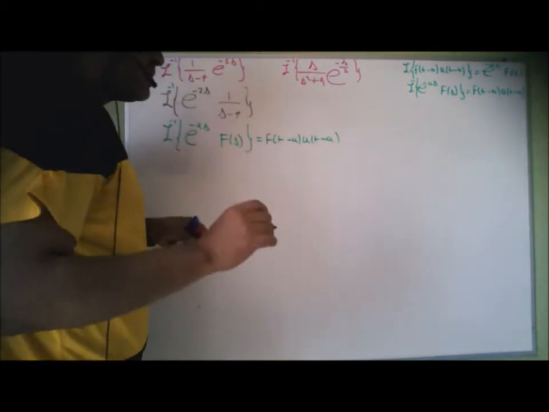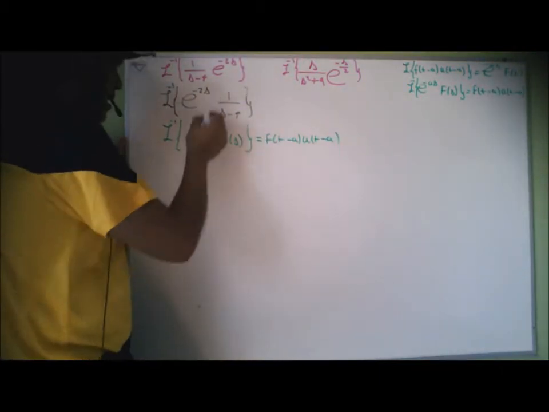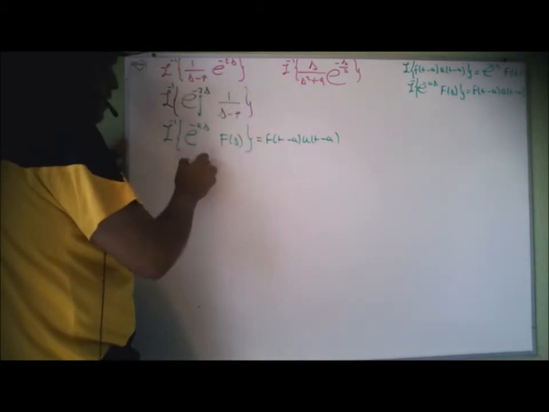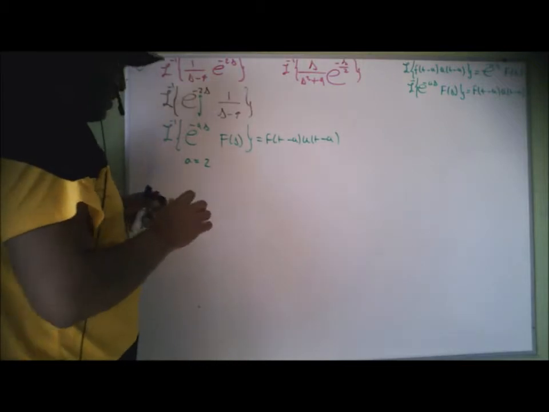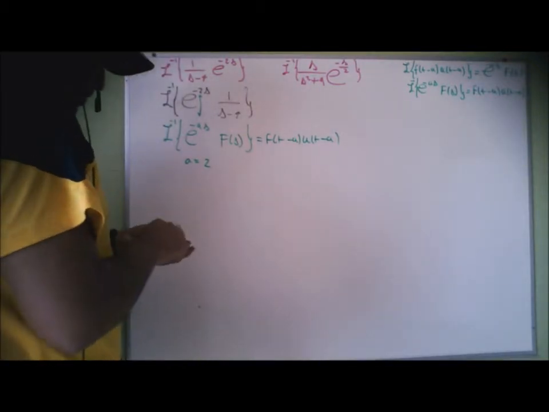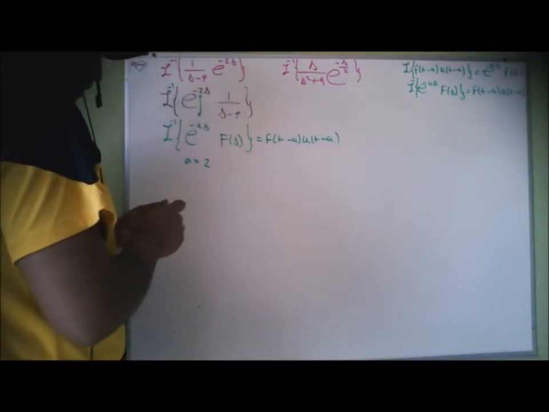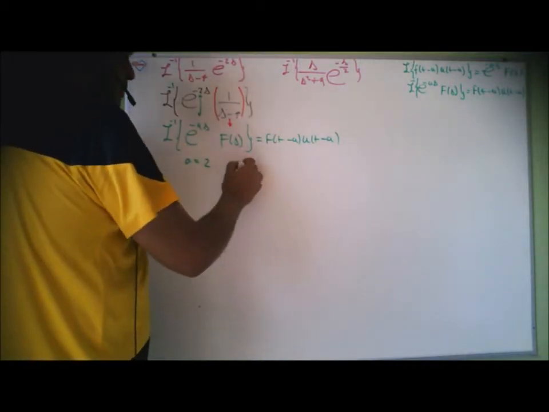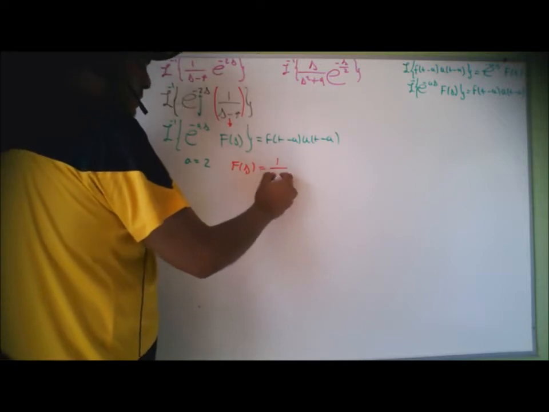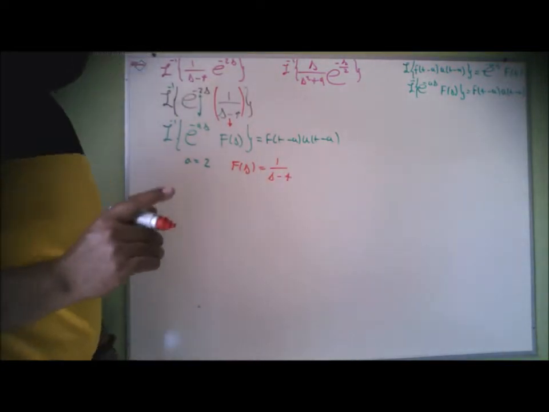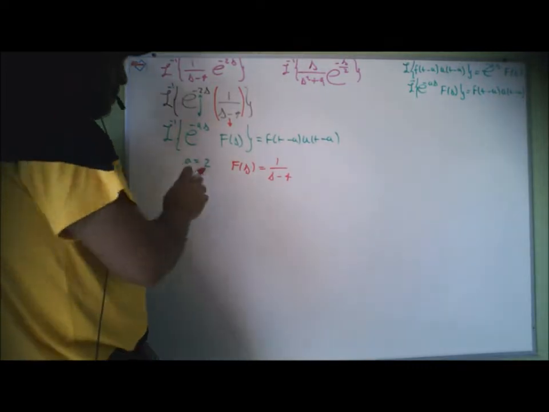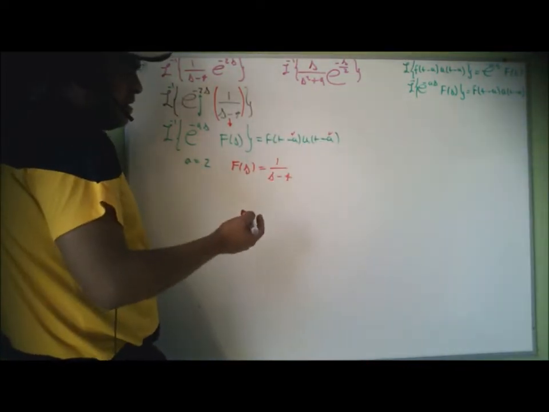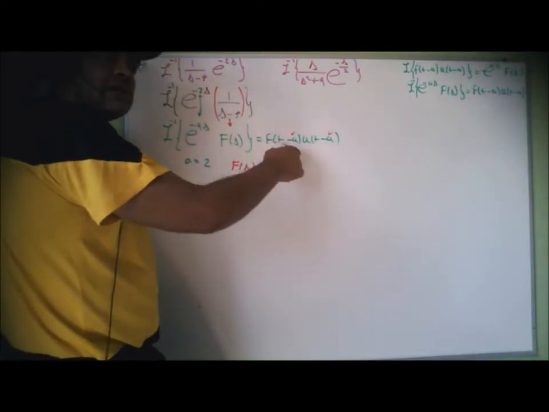Now, the first thing to identify is the value of a. Clearly here, the value of a is equal to 2. Now, what is F of s? F of s is this part: F of s is equal to 1 over s minus 4. So to do the Laplace inverse, you obtain this value of a, and then you need f of t minus a.